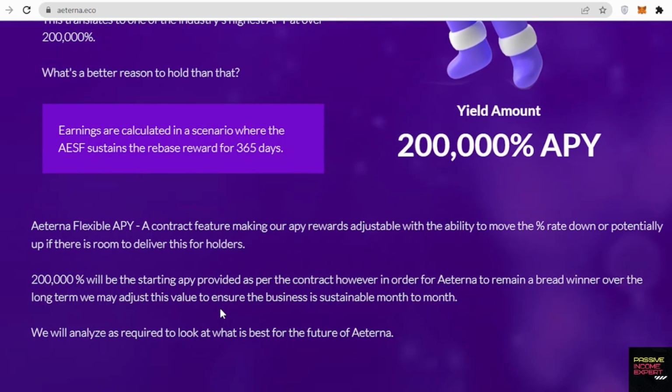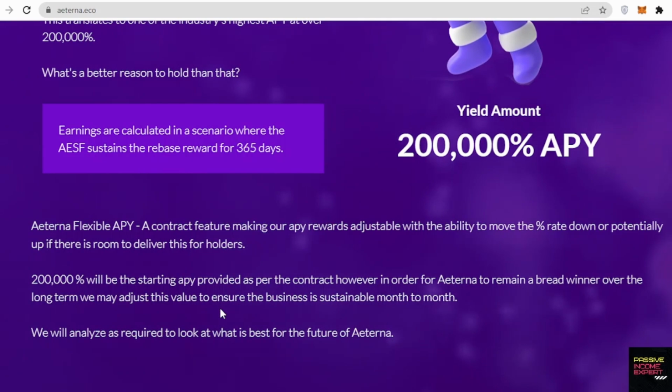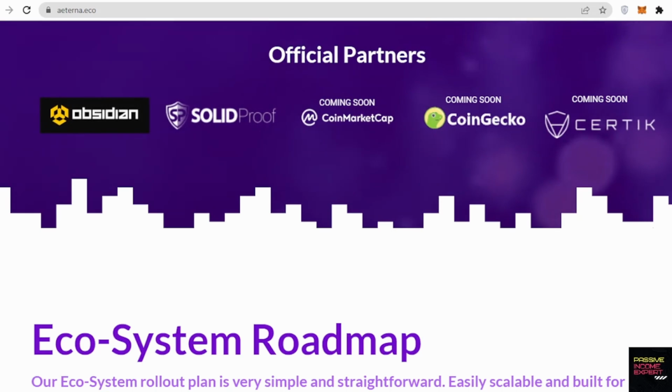So that particular value can vary depending on how they want to run their business model. We will analyze as required to look at what is best for the future of Eterna. I've got good news from their team. They are dual KYC. They have done their KYC from Obsidian and Solid Proof also, which is quite good.